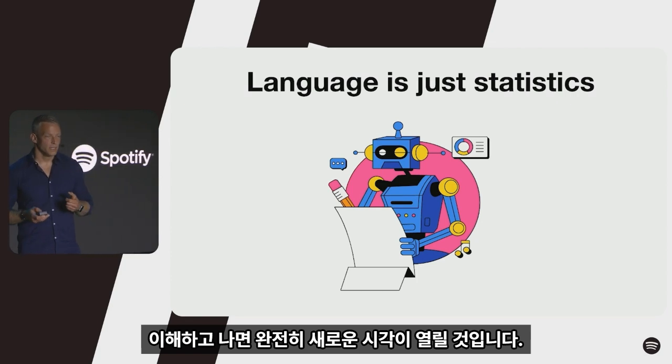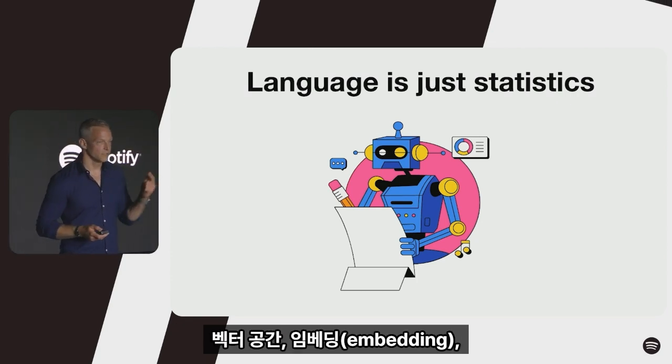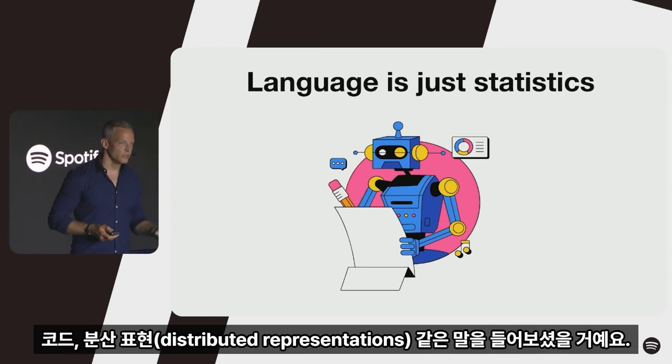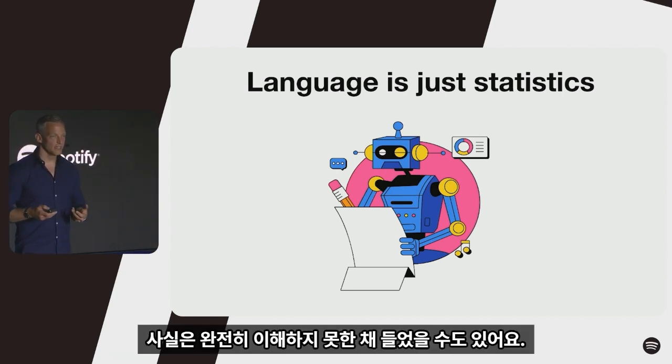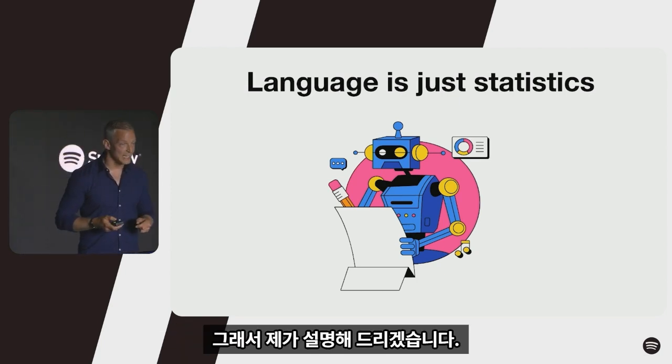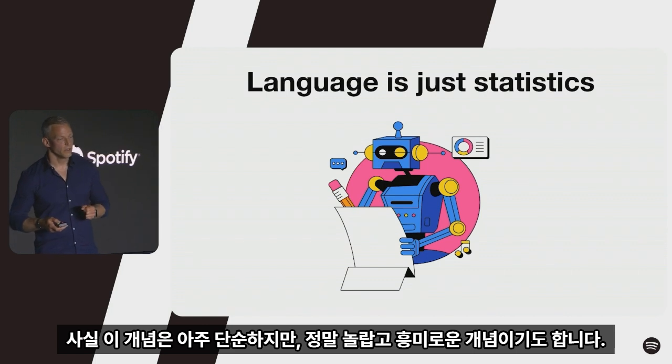So you may have heard about something called vectors or vector space or embeddings or codes or distributed representations, all of these fancy words, without necessarily fully understanding what they are. I'm going to explain to you what they are. I'm going again to show you that it's a very straightforward concept, but still very, very cool.